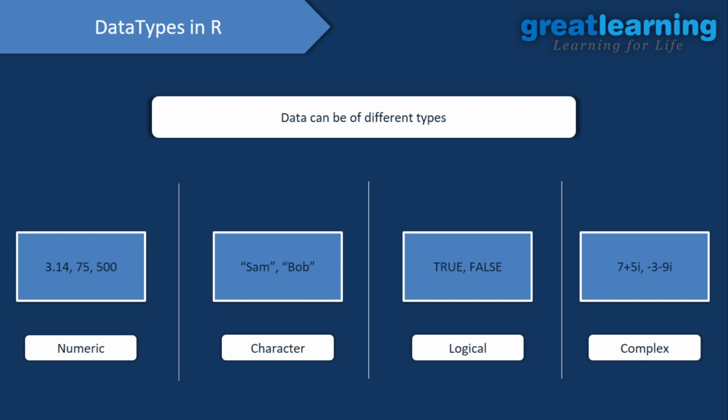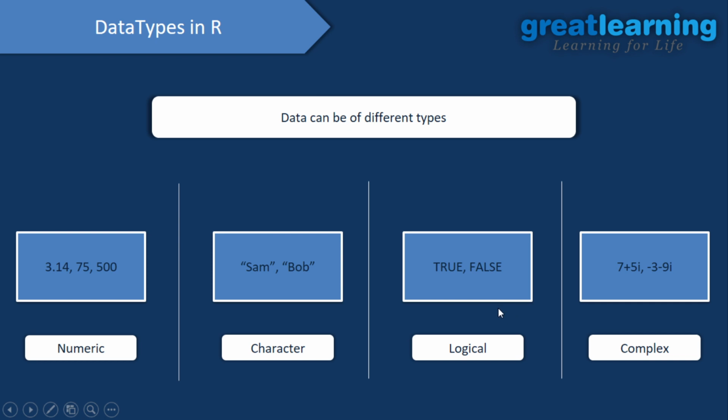Now, once we know what a variable is, it is important to know that a variable also has certain data types with it. So a variable can be numeric, character, logical, or complex. So when you store numbers such as 3.14, 75, or 500, what you're doing is you're storing numerical data into these variables. And the data type of the variable would depend on the value which you are storing in these variables. Similarly, when you store characters such as Sam, Bob, or sentences such as I love iPhone, or iPhone 11 is very expensive, that again is character data which you are storing in these variables.